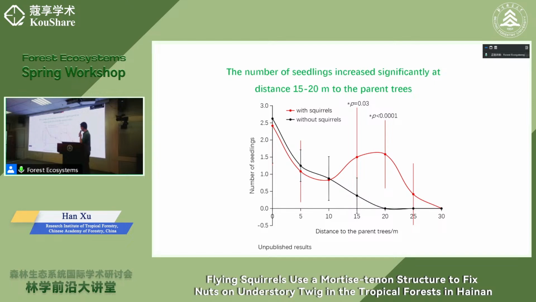So there is the graph here. The black one is below the squirrel activities. The red one has the squirrel activities. So for the parent trees with squirrel activities, when the squirrels disperse the nuts, there are more possibilities for nuts to germinate far away from the parent trees.